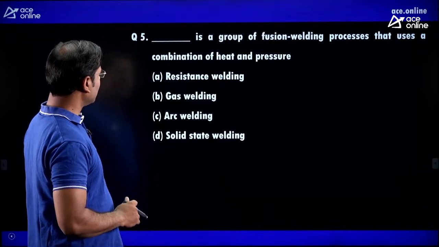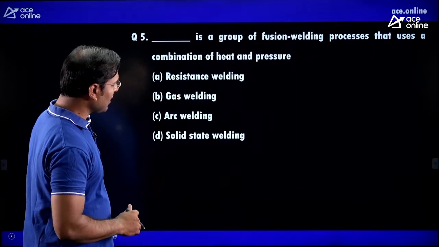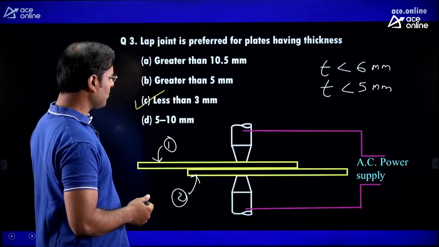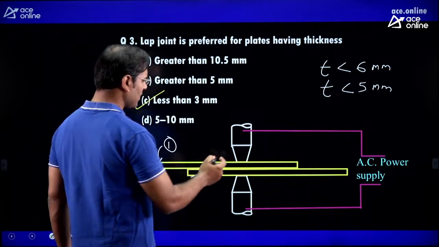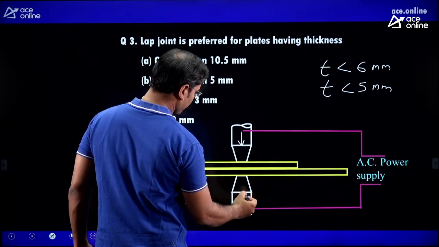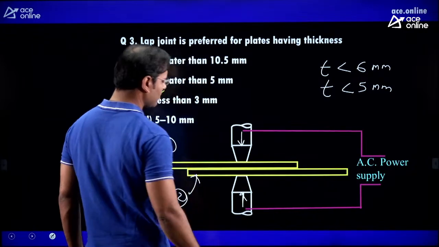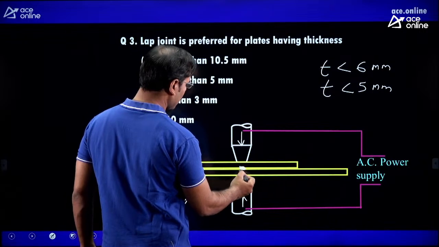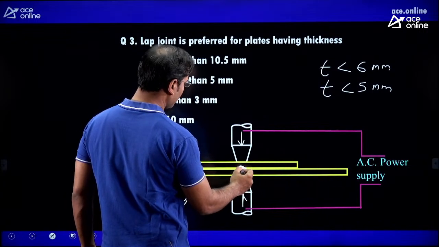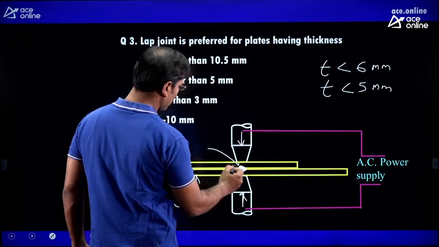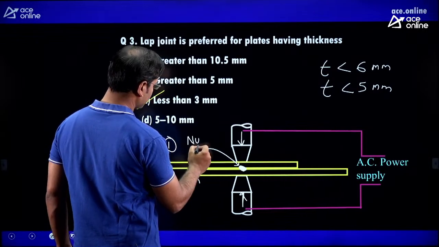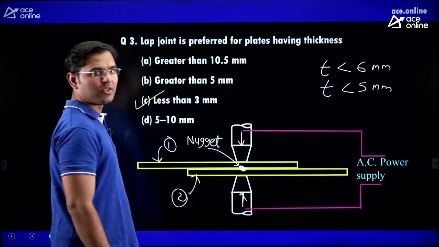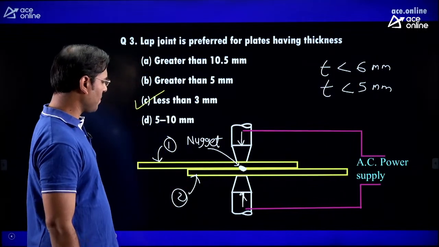Now see next, which group of fusion welding process uses a combination of heat and pressure? Just see the example of resistance welding. Here the electrode is giving the pressure, and also we are giving the current. Because of current, heat is going to generate here, and because of heat, one nugget is going to form. This is one of the nuggets, forming here.